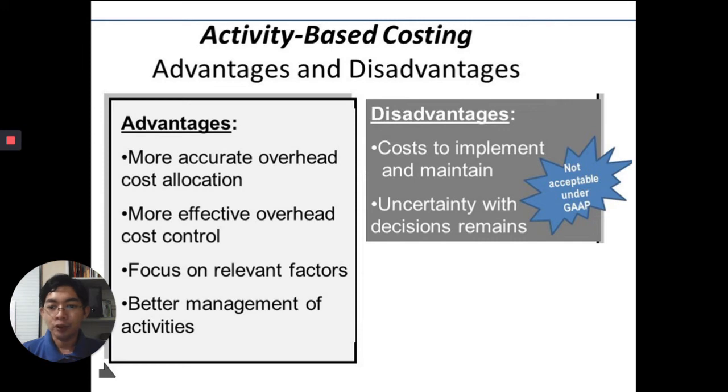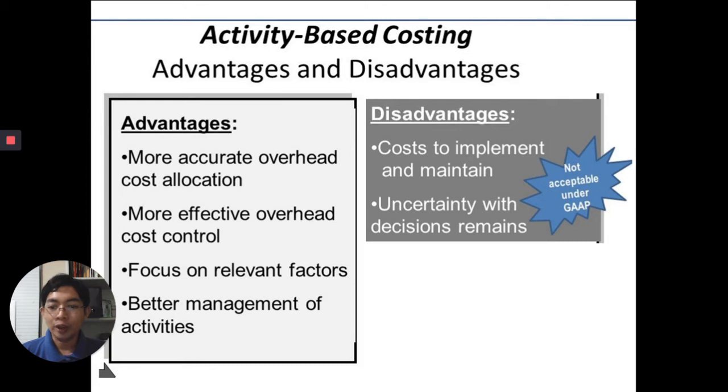Number 3, focus on relevant factors, because we can screen out information that is not related to our production. And number 4, better management of activities. Remember, there is no perfect process in any manufacturing industry. So what are the disadvantages?